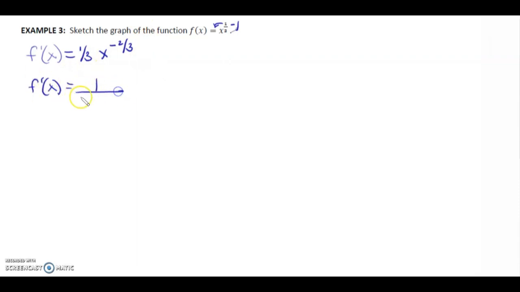Another way of writing this is f prime of x equals 1 over 3. And then since x is to the negative 2 over 3, we can write this as a positive exponent and put this in the denominator. So x to the 2 over 3.